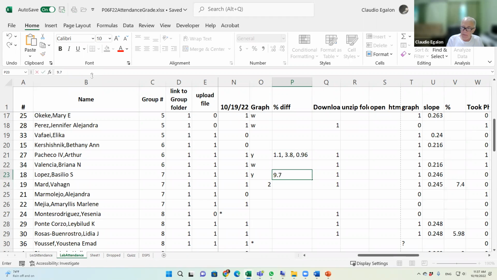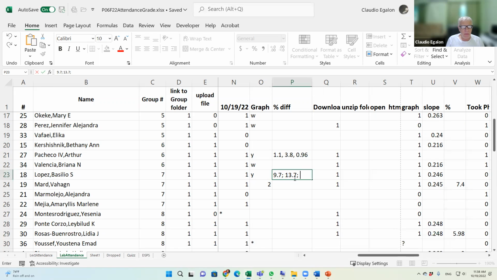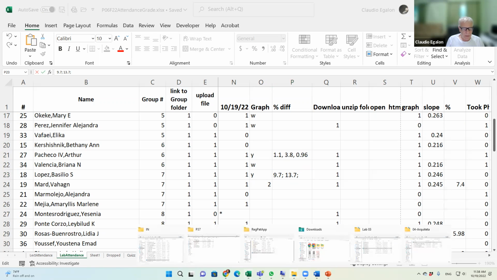9.7, 13.7. That's for the first graph, is that right? Okay, what about the second graph? What about the percentage difference for the slope of the second graph? Oh, okay. And what about the percentage difference for the intercept of the first graph? The intercept for the first graph.